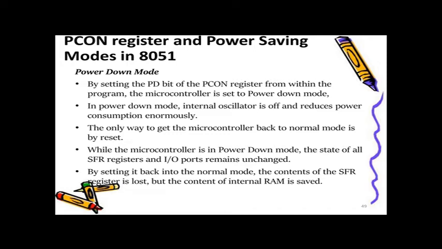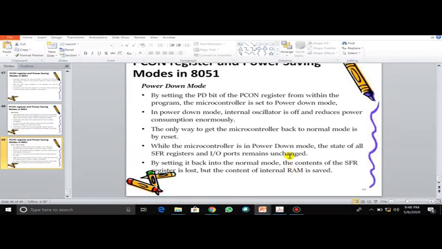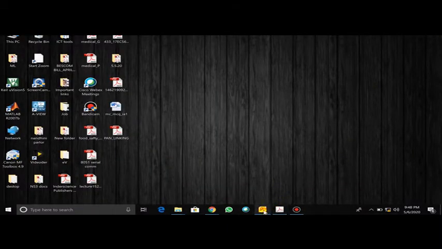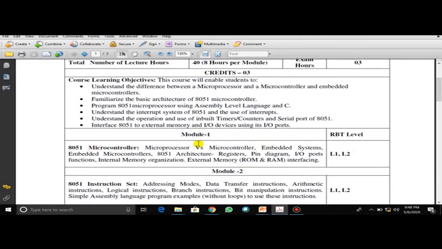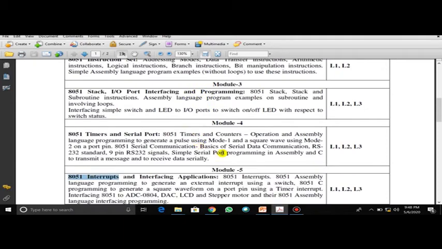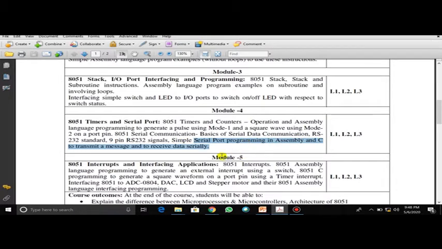So this is about SCON registers. So now let us discuss the next topic today, that is a new one. According to your syllabus, we are at the stage of module number 4. Here I have planned a few more programs on serial ports in assembly as well as C, which I am going to do in the next class.